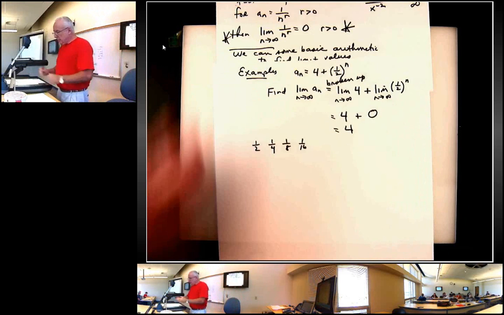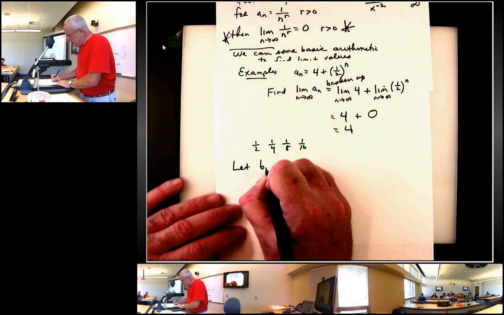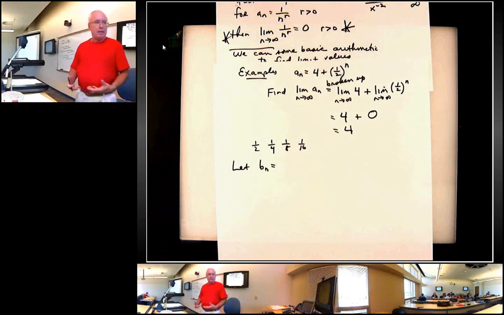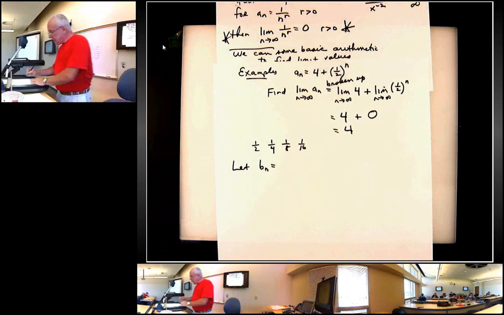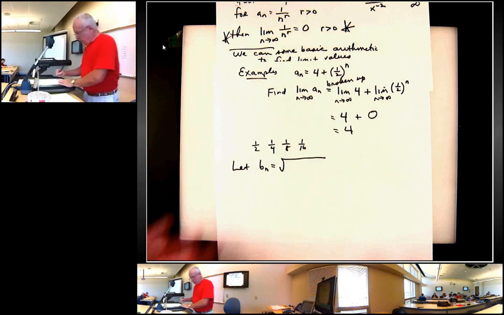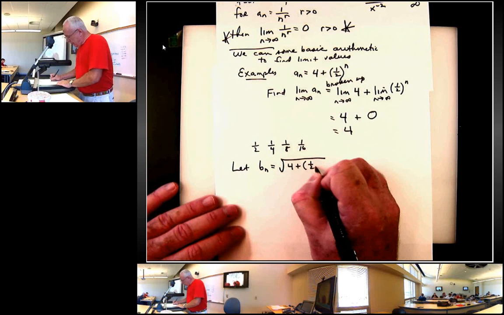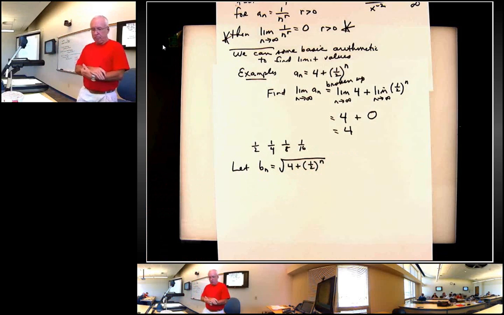Now, continuing with this, let's define another sequence. Let's now call it b sub n. And let's define it as the square root of what I had previously written, 4 plus 1/2 to the n power.